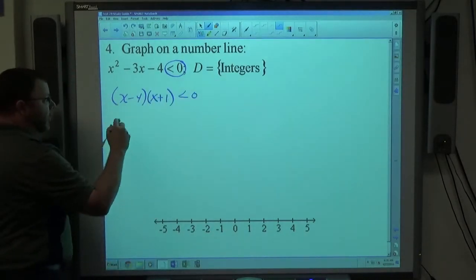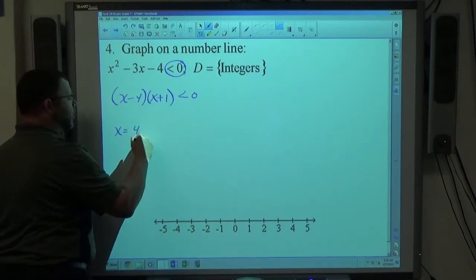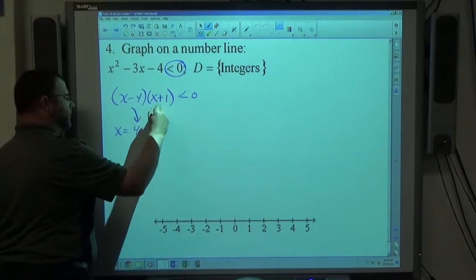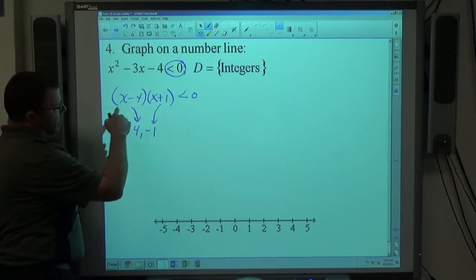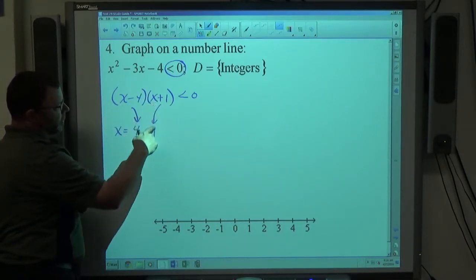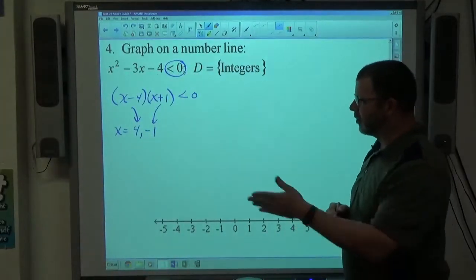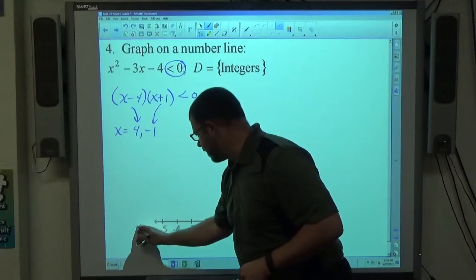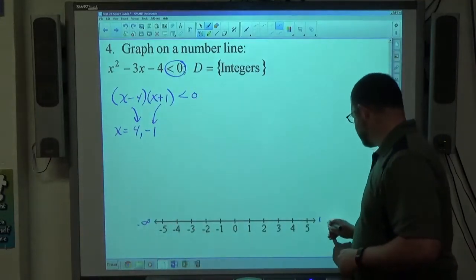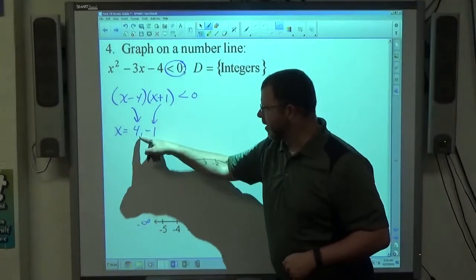Then I'm going to find the zeros. The zeros are x equals positive 4 and negative 1. What value of x makes each factor 0? So 4 minus 4 is 0, so x is 4. Negative 1 plus 1 is 0, so negative 1. And then what I do is I set up intervals for those two things. We start at negative infinity. We work our way up to positive infinity. Anytime I get to a 0, I got to stop along the way.